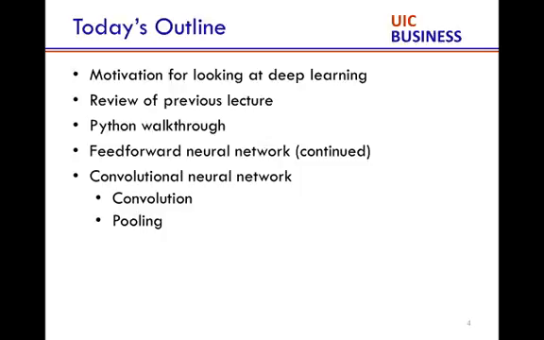accelerate fast. We're going to continue looking at feed-forward neural networks, and then get to the main novel technique or architecture, which is called the convolutional neural network. And we're going to look at a couple of ingredients which constitute that architecture, called the convolution operation and the pooling operation. Okay.